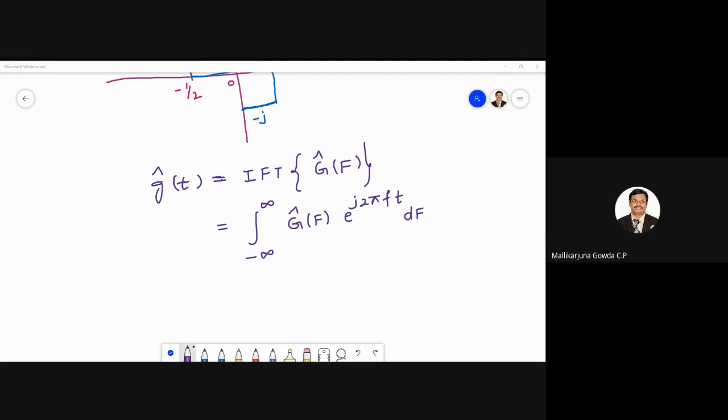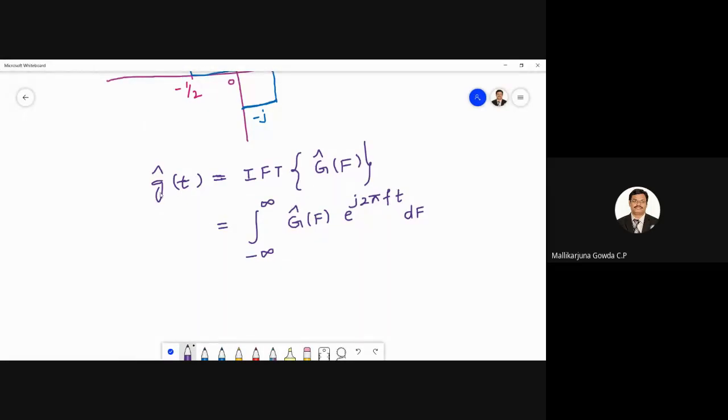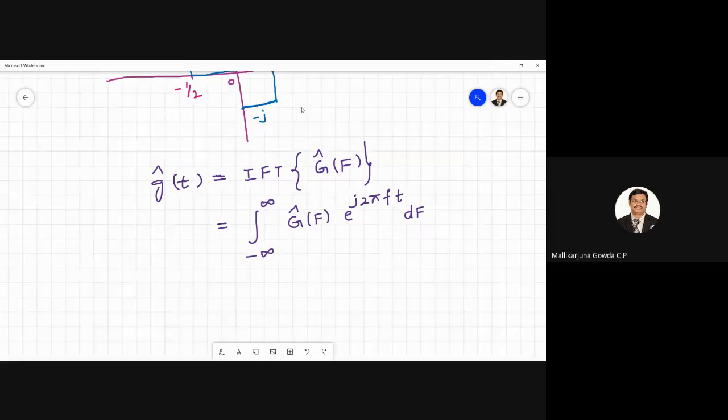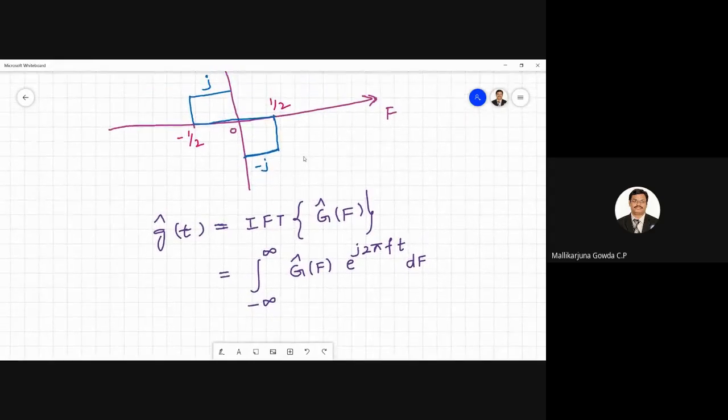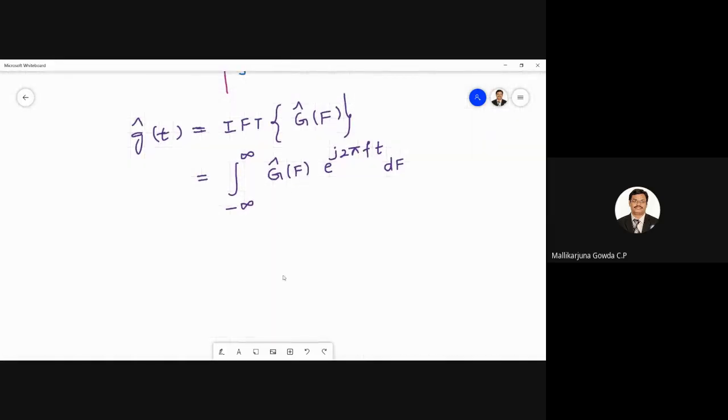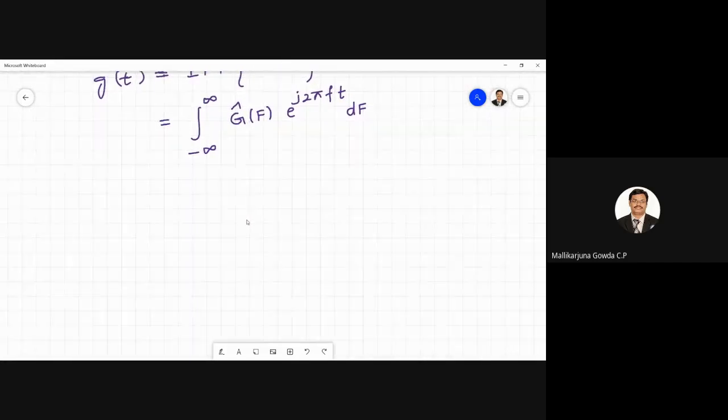So I wrote, see, g cap of t I want to get, no? I have to take the inverse Fourier transform of g cap of f, and this is the definition of the inverse Fourier transform. So now just substitute the value of g cap of f. I know what g cap of f is. So g cap of f is what? From minus 1 by 2 to 0, its value is j, right? Then from 0 to 1 by 2, its value is minus j. Just substitute and do the integration.